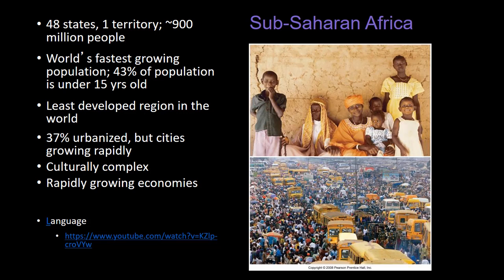43% of the population is under 15 years old. So if you think about your population pyramids, this is almost half of the population. We're going to have a very pyramid shape, very traditional triangular shape. This is the least developed region in the world. Approximately 37% is urbanized, and cities are growing very rapidly.